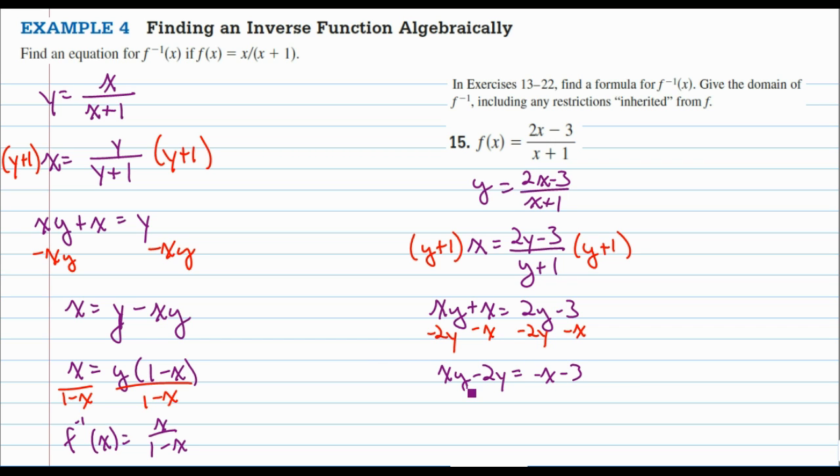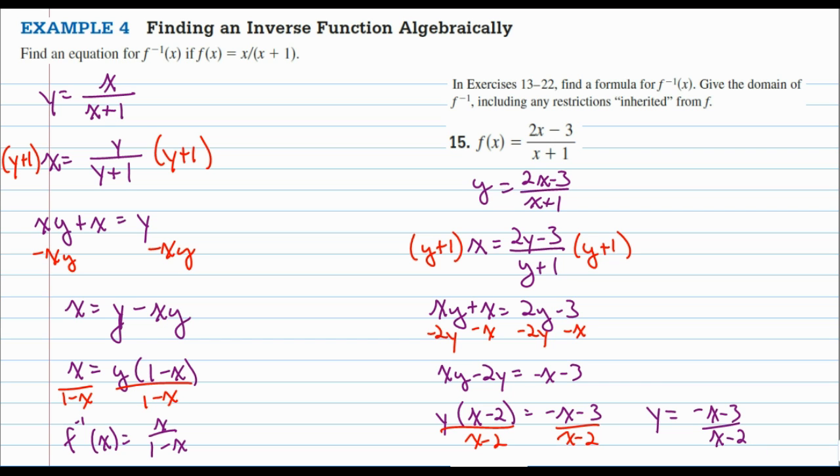Now I can factor out a y from both terms on the left side of the equal sign, which leaves me with x minus 2. Divide both sides by that x minus 2. And I get y equals negative x minus 3 all over x minus 2.